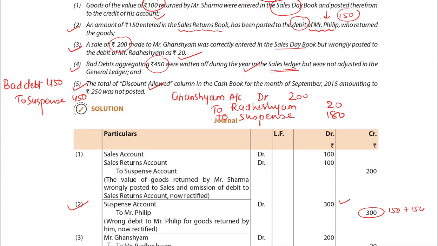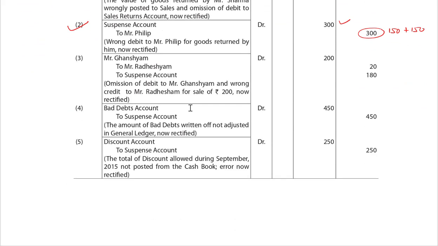Let's see the fifth one. The total of discount allowed column in the cash book for the month of September amounting to 250 was not posted. The total is not posted, so we will post it now. Discount allowed account debit to suspense account. What is the amount? 250. I think it is clear.